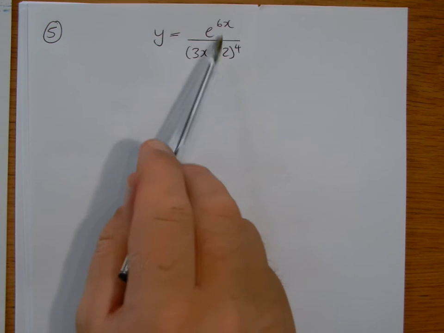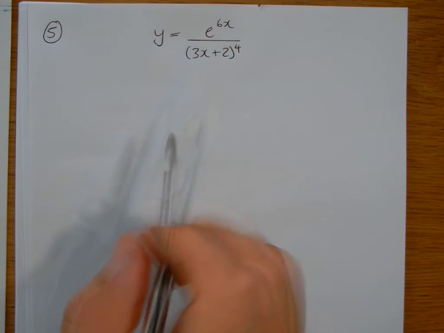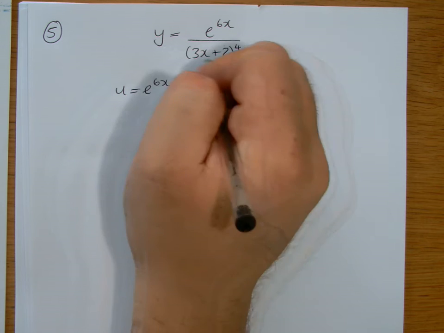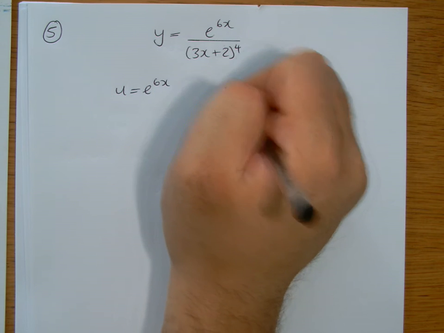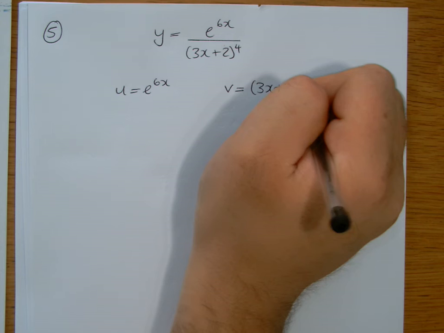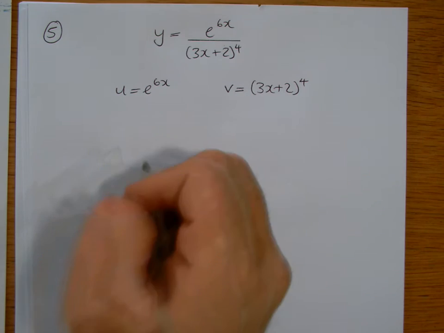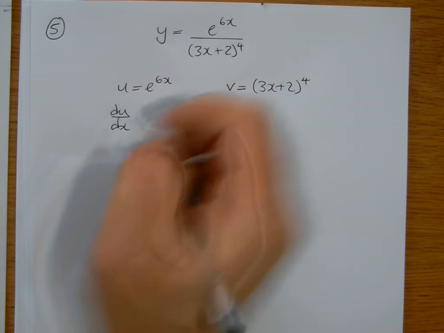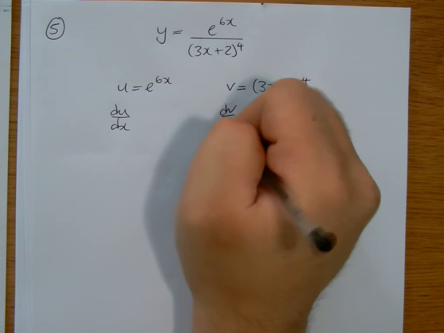Okay, so our quotient here that we're going to look at, we've got e on the top, so u is equal to e to the 6x. And on the bottom then we've got a bracket, okay? So v will be (3x + 2) to the power 4 there. So again, just like before, we find du/dx and dv/dx.